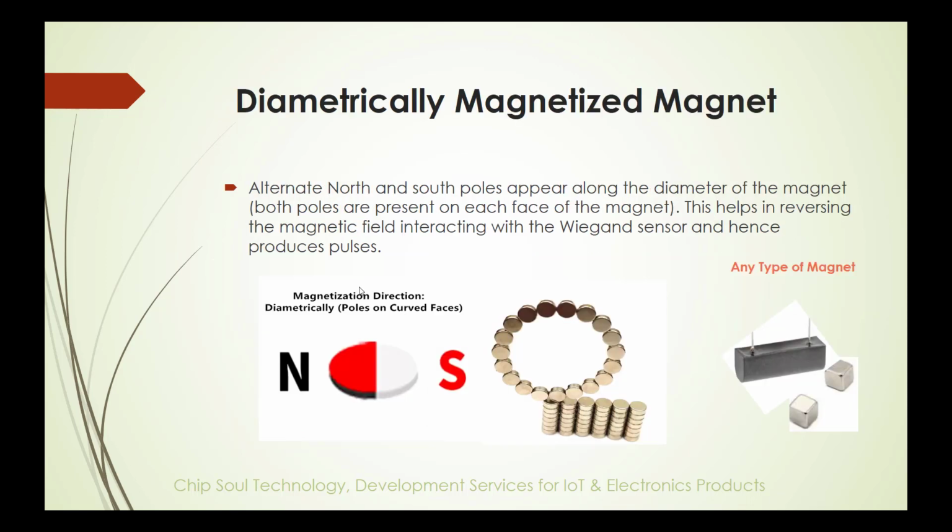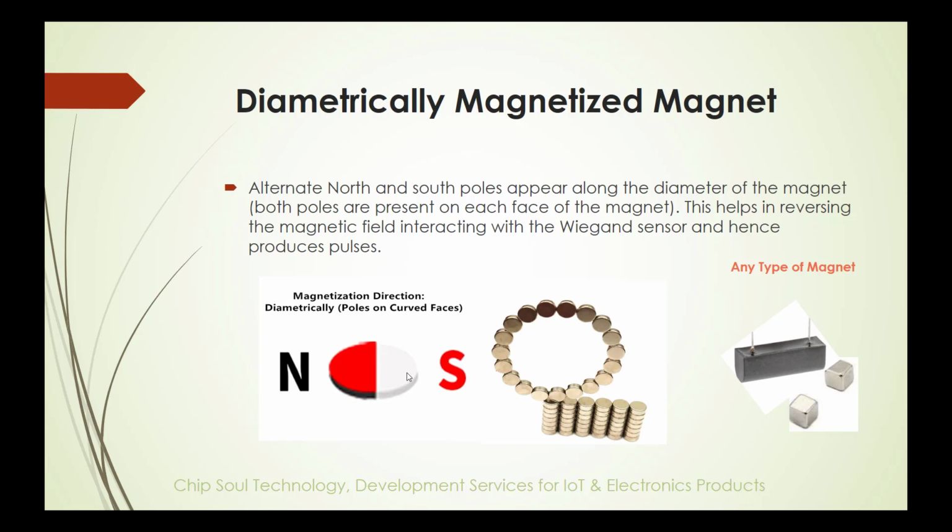Now in this slide, it is basically the diametrically magnetized magnet that I will use with the magnetic sensor. In this magnet, in a single coin there is a north pole as well as a south pole, you can see here in this slide. These alternating poles appear along the diameter of the magnet. Both poles are present on each face of the magnet. The advantage of this diametrically magnetized magnet is that it helps in reversing the magnetic field interacting with the Wiegand sensor, therefore it produces pulses.